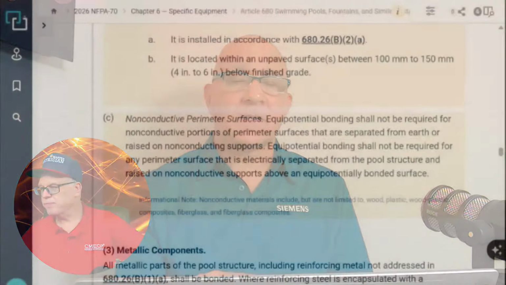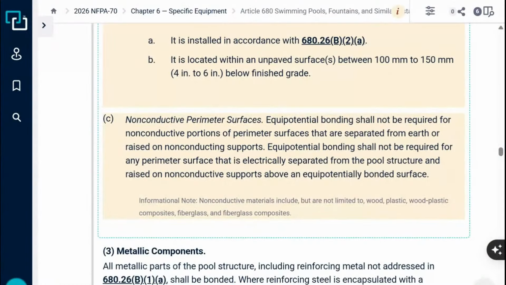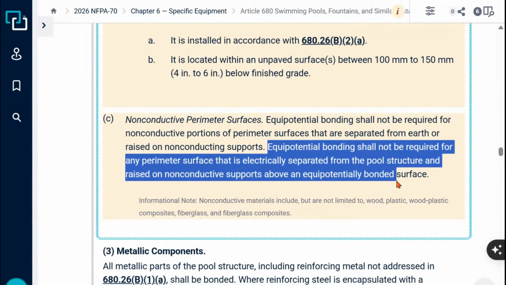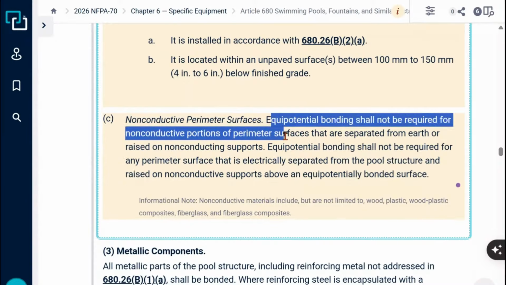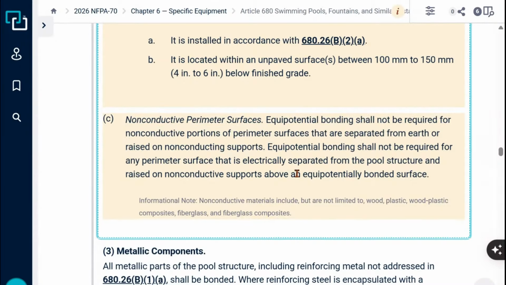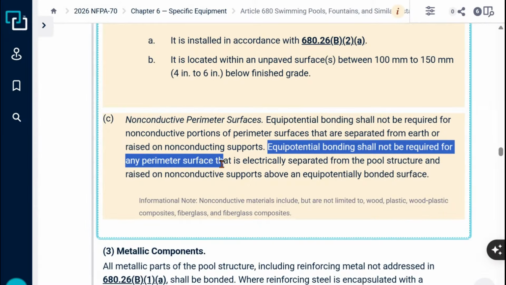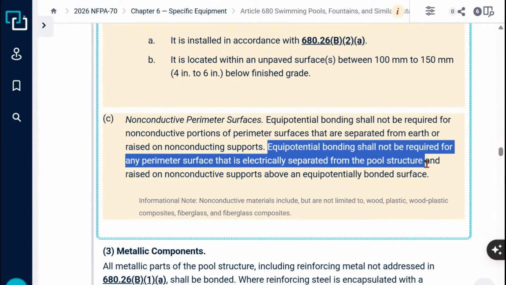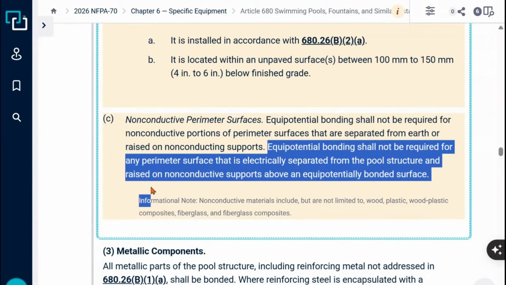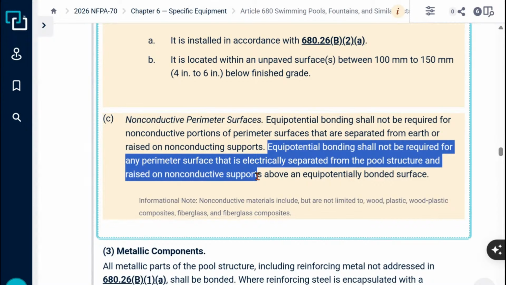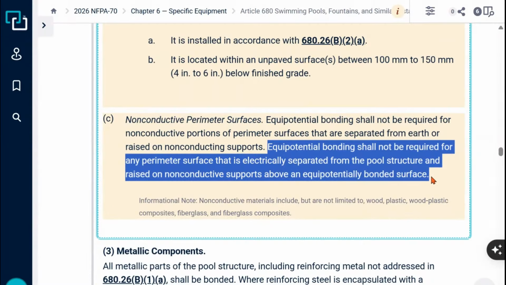But let's look at the second sentence and see what that says. But we're going to come back to this. I want to come back to the language that we just talked about. Now the second sentence seems like a redundancy of the first. It says, equipotential bonding shall not be required for any perimeter surface that is electrically separated from the pool structure, and raised on non-conductive supports above an equipotentially bonded surface. Okay, all right. Explain that one to me.